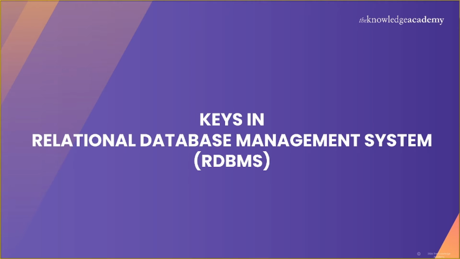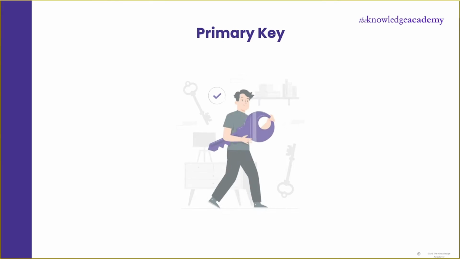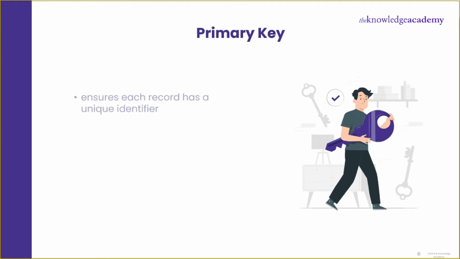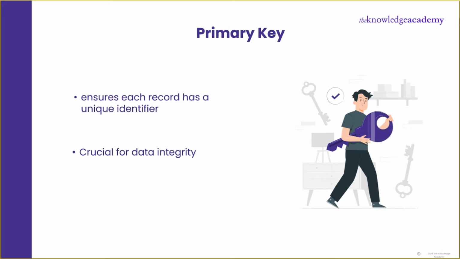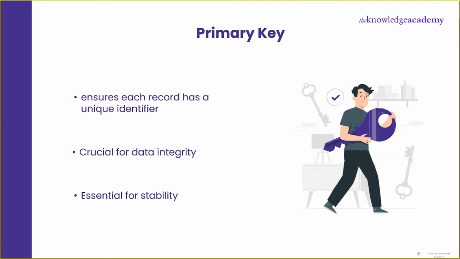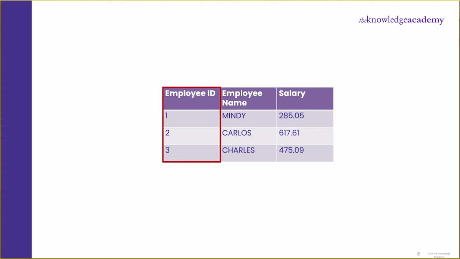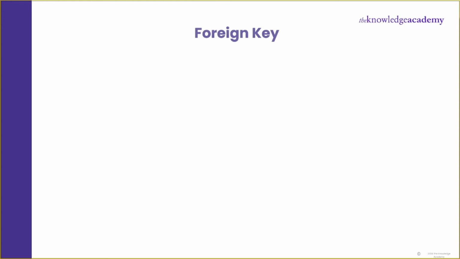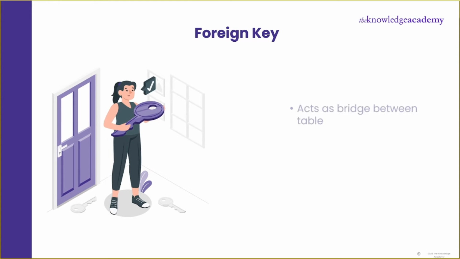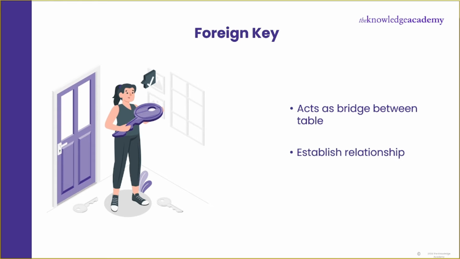Now let us understand several types of keys commonly used in RDBMS. Starting with primary key, as this is the star of the show, which ensures each record has a unique identifier, crucial for data integrity. It is the backbone of a table, ensuring each record is distinct and identifiable. Choosing the right primary key is crucial, considering factors like uniqueness and stability. For example, in a table of employees, the employee ID could serve as the primary key, ensuring no two employees share the same ID.